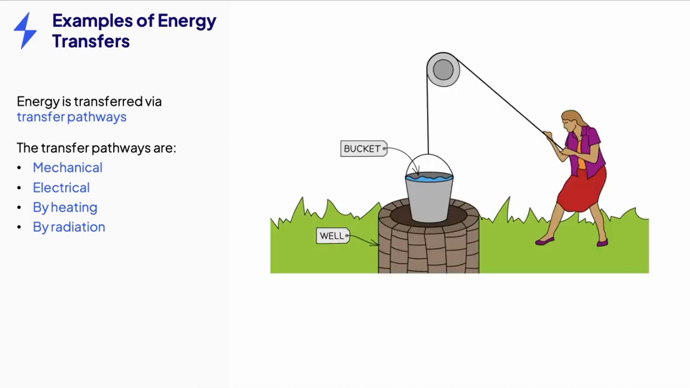Let's look at an example of an energy transfer. A woman pulls on a rope which lifts a bucket of water from a well. What are the energy transfers taking place here? As the woman pulls on the rope, she is moving. Therefore, she has energy in her kinetic store. The result of her motion is that the bucket gains height. It is lifted up the well. The bucket gains energy in its gravitational potential store.